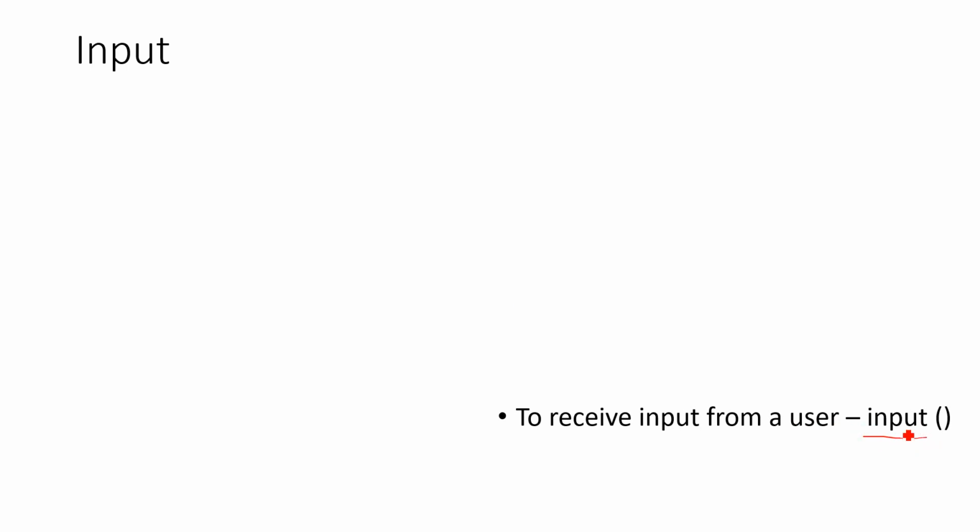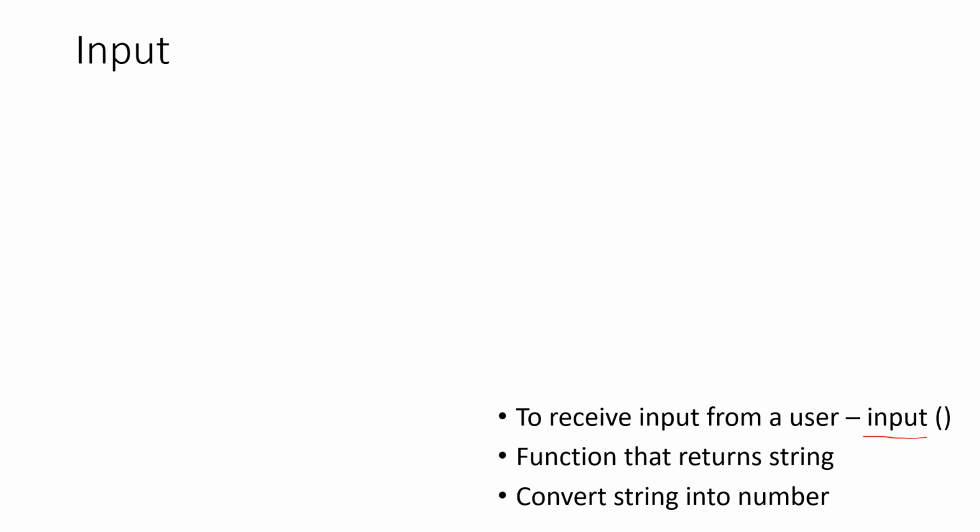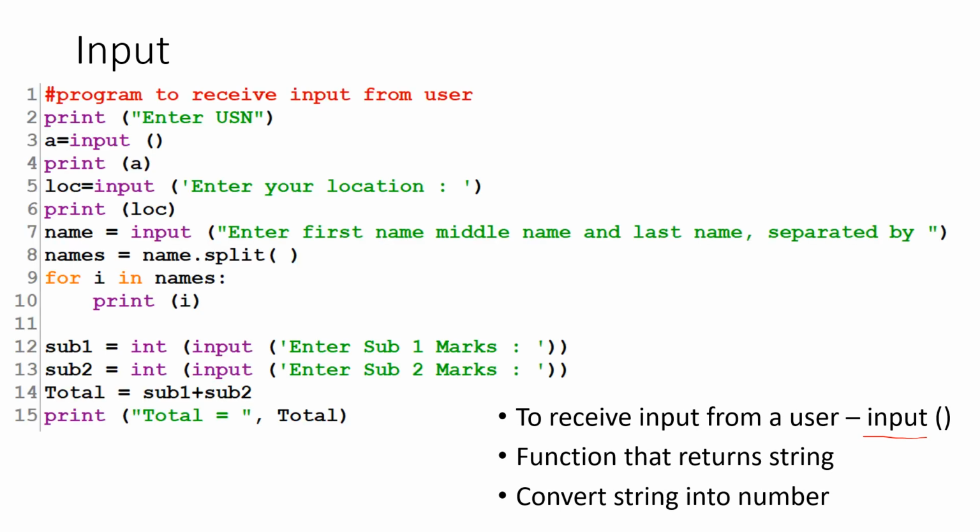It's a built-in function, and within the parenthesis, if you want to write something, you can write it, or else you can keep it empty. This will wait for the user to give the input to the program, and it returns the value in the form of a string. Whatever we enter will be considered a string. If you want to use it as a number, then we have to convert the string into a number. So let's see a simple program, how to get this done.